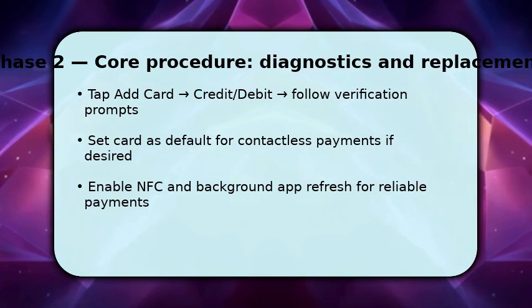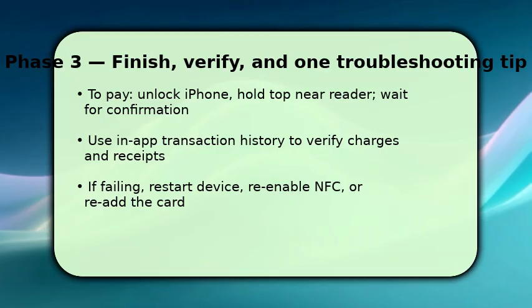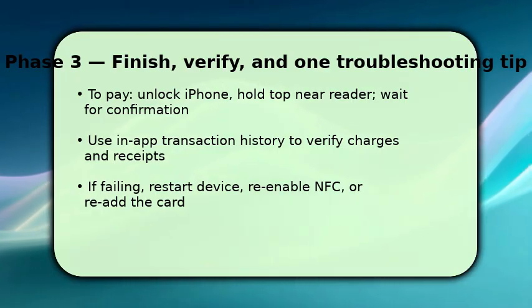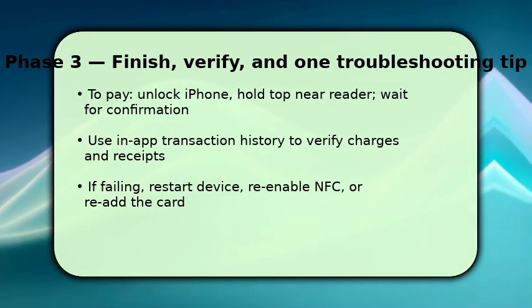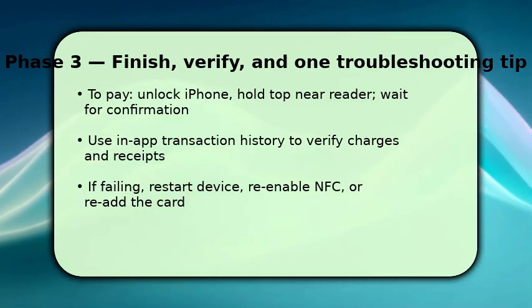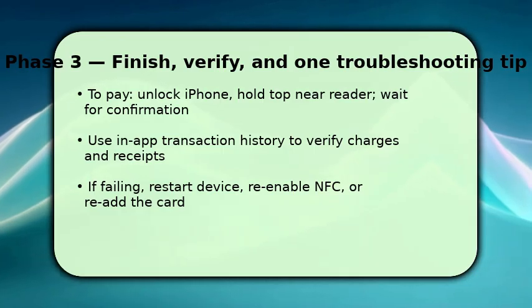To pay, you unlock your iPhone and hold the top near the contactless reader. Wait for the confirmation tone or check mark. You can also choose cards in Google Wallet before tapping if you need a non-default card. After purchase, review transaction history in the app to confirm charges and access receipts.